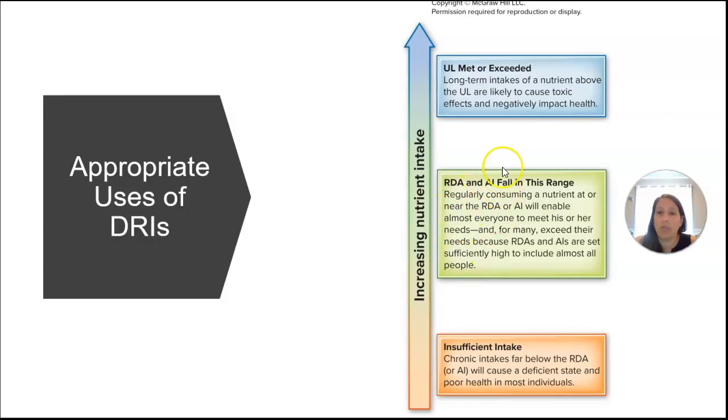And if we go above, right, we would be getting closer to the upper limit. We got to be careful there because that can cause toxicity and have adverse health effects. If we go below the RDA and AI, we might fall into the insufficient intake range. And if we're chronically below, that can lead to problems. Okay.